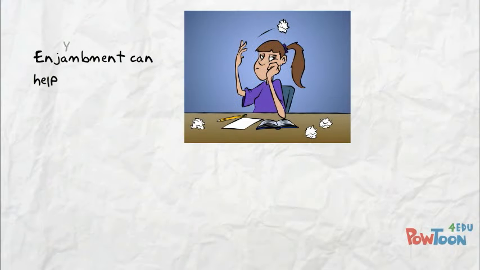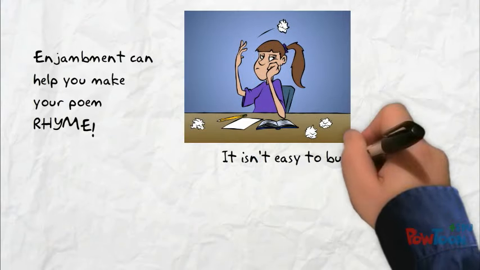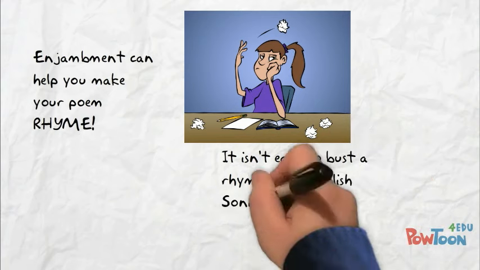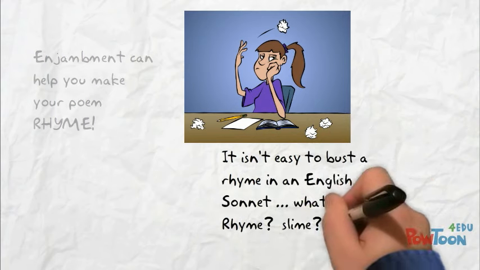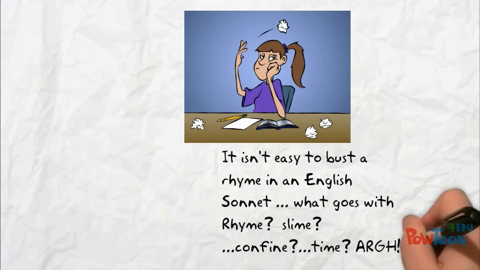And enjambment can help you write poetry that rhymes, particularly in difficult forms like the sonnet, where the line has to rhyme not with the next line, but with the line that follows that line. Get the picture? Kind of tough.